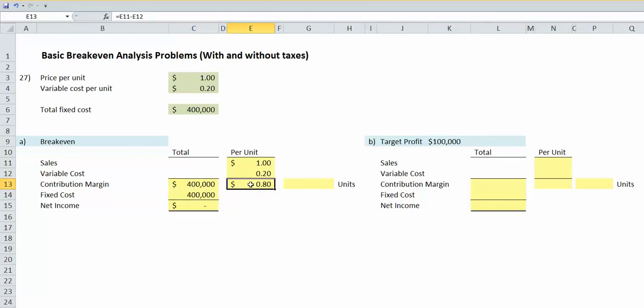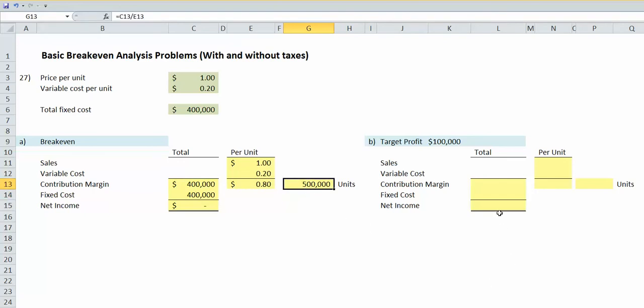If we're making 80 cents in contribution margin per unit, the number of units we're going to need to sell in order to break even, we take our $400,000 required total contribution margin divided by the contribution margin per unit, and we find that break even would be at 500,000 units.